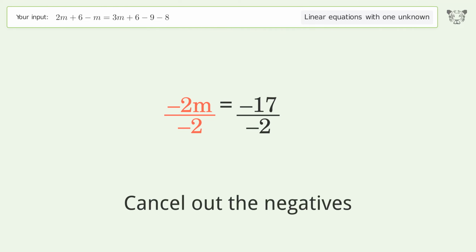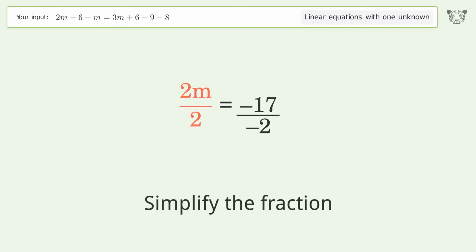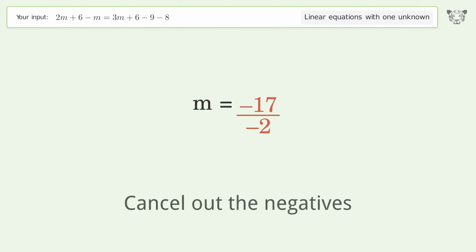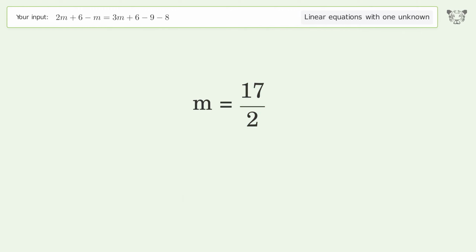Cancel out the negatives. Simplify the fraction. Cancel out the negatives. And so the final result is m equals 17/2.